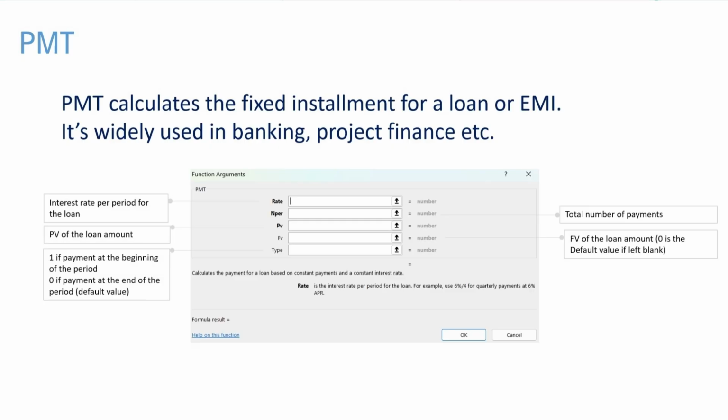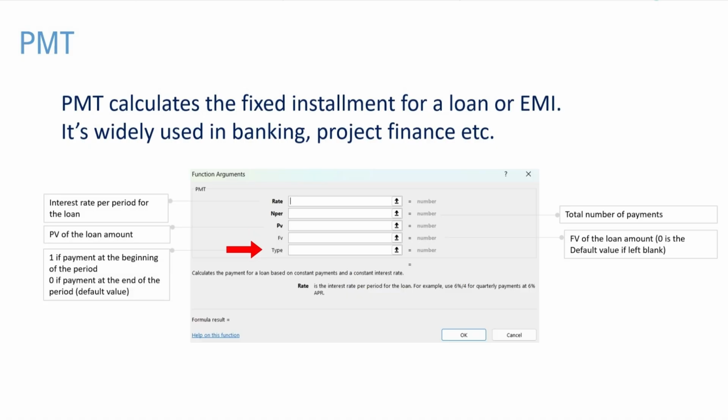The PMT function requires 5 inputs. The first 3 inputs are compulsory and the last 2 inputs are optional. Rate is the interest rate on the loan. NPER is the total number of payments on the loan, which is the total EMIs. PV is the present value of the loan. FV is future value, which is zero in most cases of a loan repayment schedule.